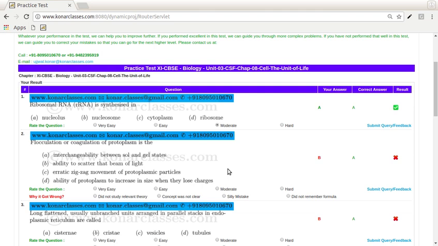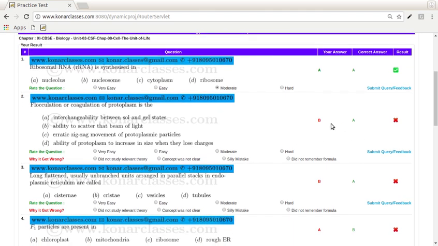For the second one, the correct option is A, but your answer is B. It is wrong. So first you need to rate the question. Suppose you rate it as moderate, and then why did it go wrong? We have observed that answers to a question go wrong due to four fundamental reasons. First reason is that you did not study the relevant theory. Second reason is that the concept was not clear. You studied the relevant theory, but the concept was not clear. Third reason is that it is a silly mistake. And fourth reason is that you did not remember the formula.